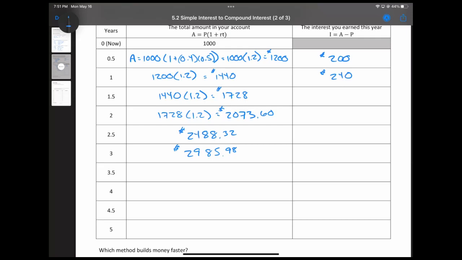Multiply that by 1.2 and get 3583.18 times 1.2, 4299.82 times 1.2, 5159.78 times 1.2 gives us $6,191.